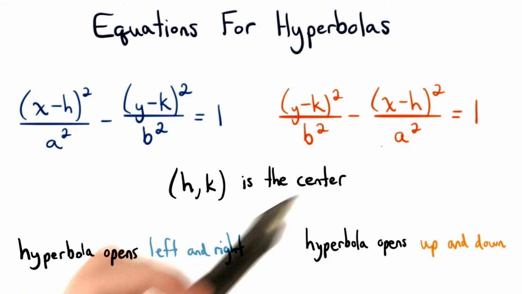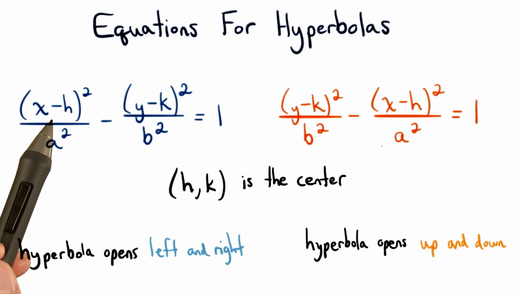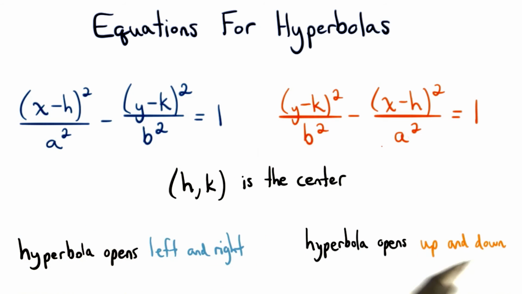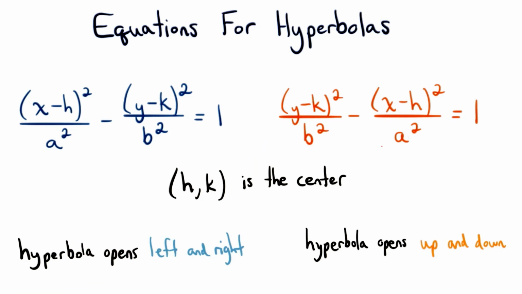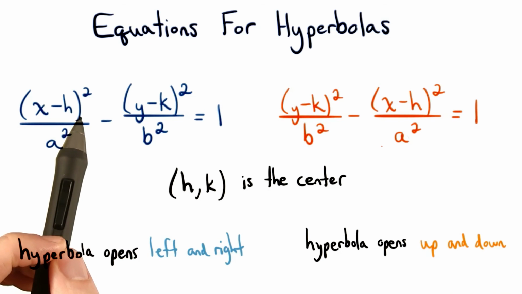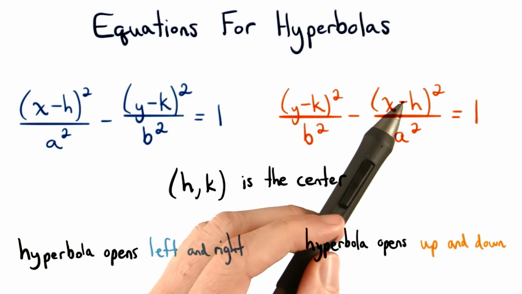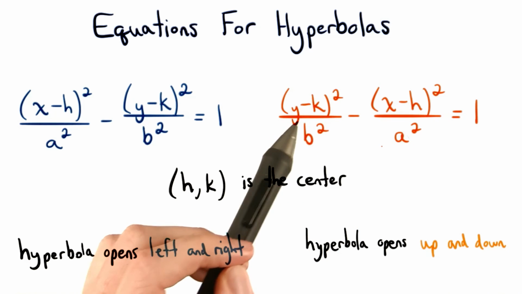The only difference is that this hyperbola opens left and right, since the x squared comes first, and this hyperbola opens up and down, since the y squared term comes first and is positive. The other subtle difference is h and k. Here they're in order, h and then k. Here we need to be careful and get the h next to the x, and then get the k that's with the y.